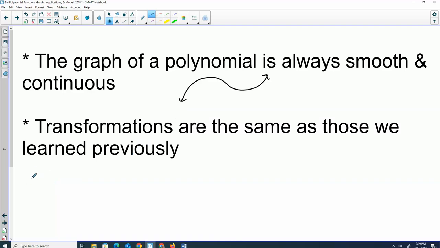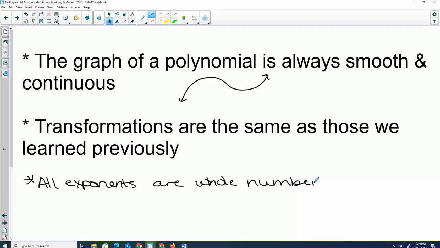The other thing that we should add in, if we're talking about polynomials, is that all the exponents are whole numbers. So in a polynomial, you're not going to see a fraction or a decimal or a negative in your exponent. All those exponents are 0, 1, 2, 3, 4, nice numbers. Is that okay?